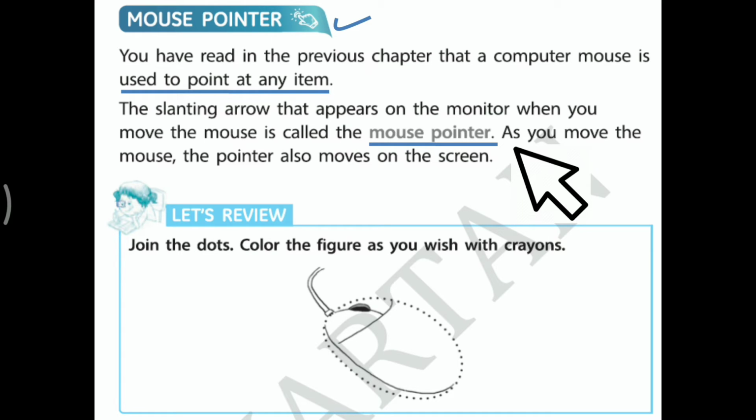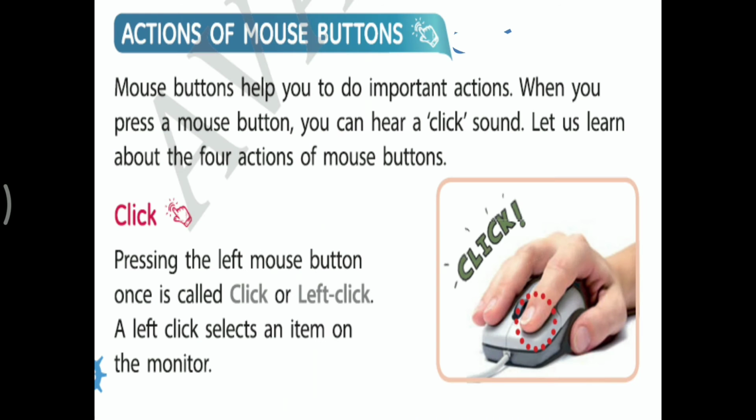Okay, so students, here is an activity. You have to join the dots and draw a mouse, and you can fill in any color which you like. Next is the actions of the mouse buttons. Students, do you know every mouse button, whether it is the left mouse button or the right mouse button, performs some important actions? So let's read about it.